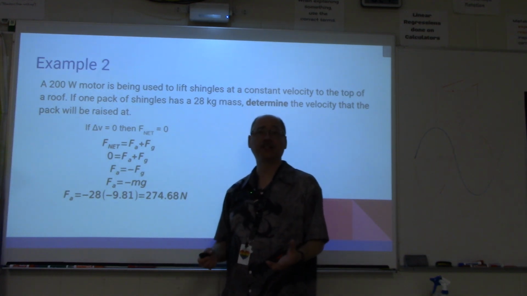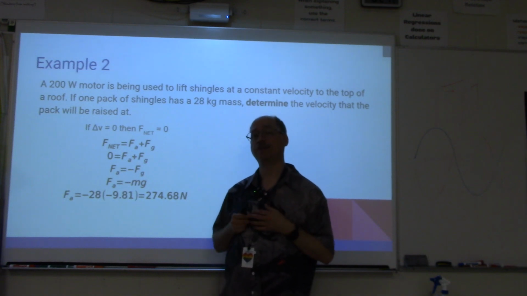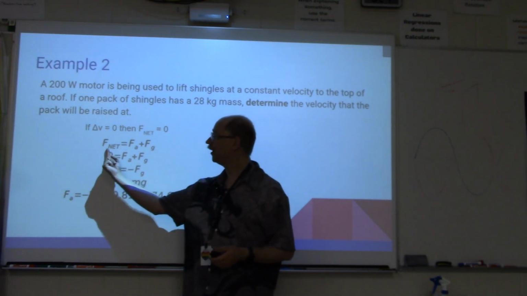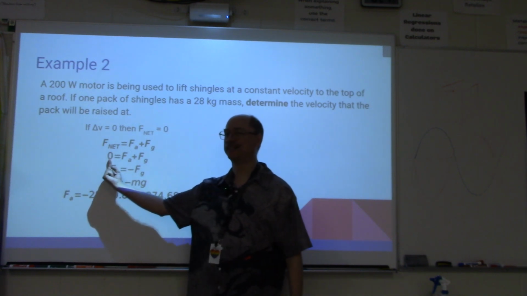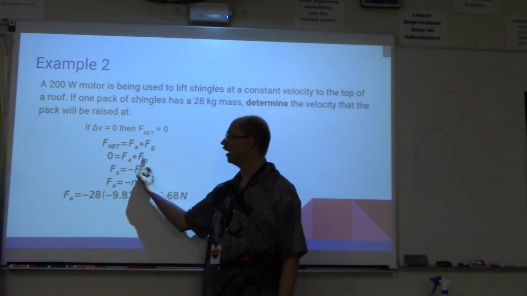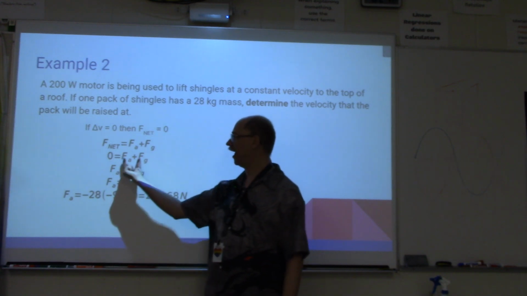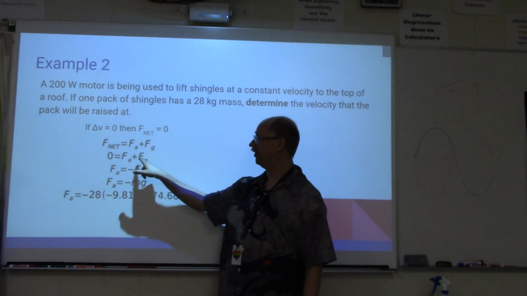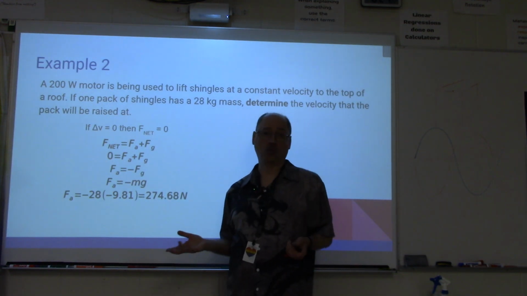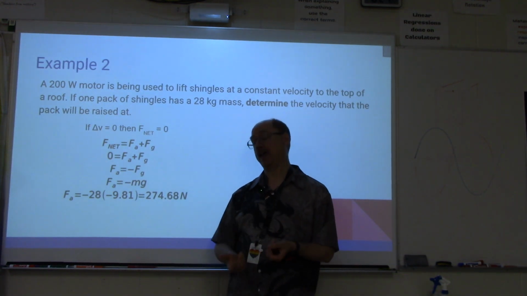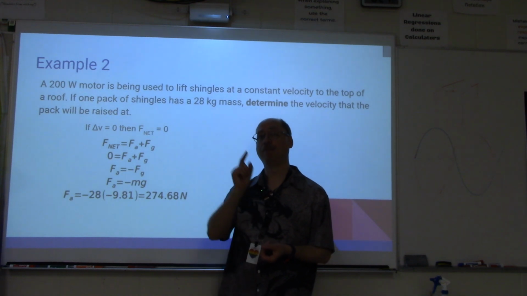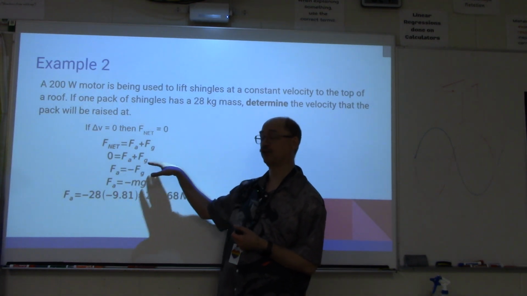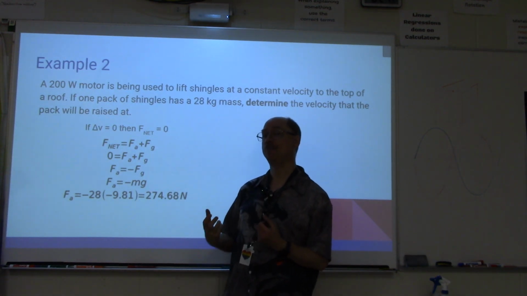Okay, however it is that it's happening, there is an applied force coming from this motor that's lifting up those shingles. So if F net is 0, I look at the other side, Fa and Fg, adding them to get 0 basically means they're opposites of each other. One's positive, one's negative. They have to be the same magnitude, but opposite direction.